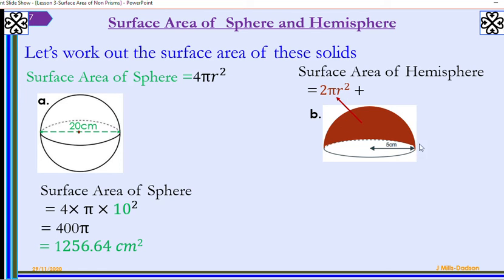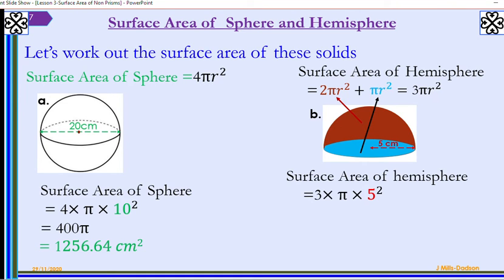The flat circle at the base is simply a circle, which is pi r squared. And adding 2 pi r squared plus pi r squared gives you 3 pi r squared. So the surface area of a hemisphere is given by 3 pi r squared. Now in this question, we have a radius of 5 cm. Substitute 5 into r. You're going to have 3 times pi times 5 squared. That's 75 pi. And as a decimal, we have 235.62 cm squared.